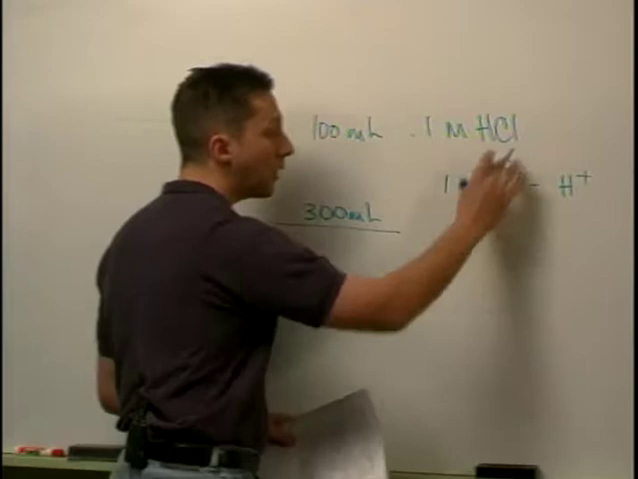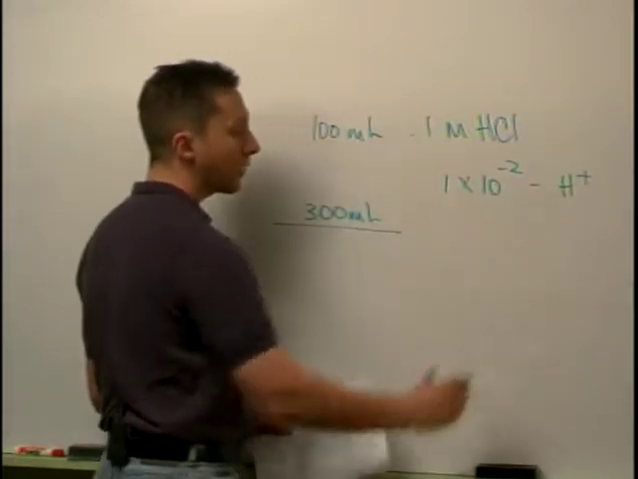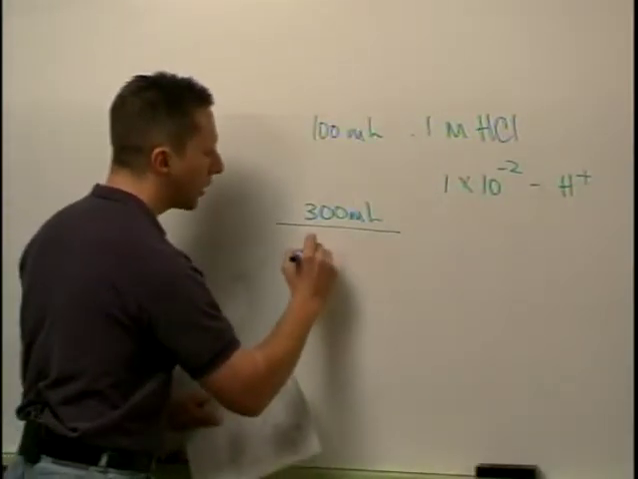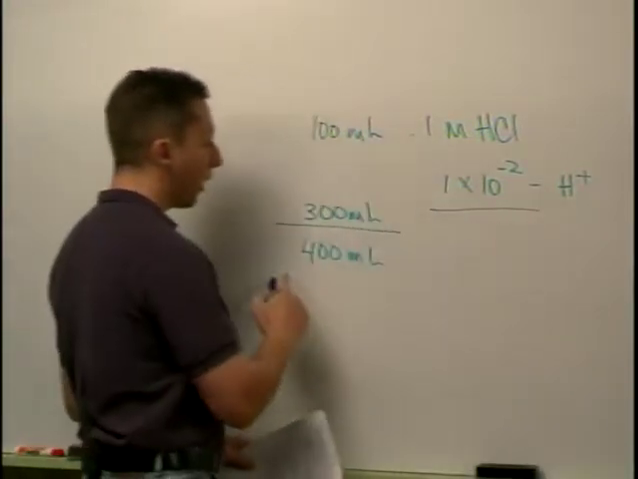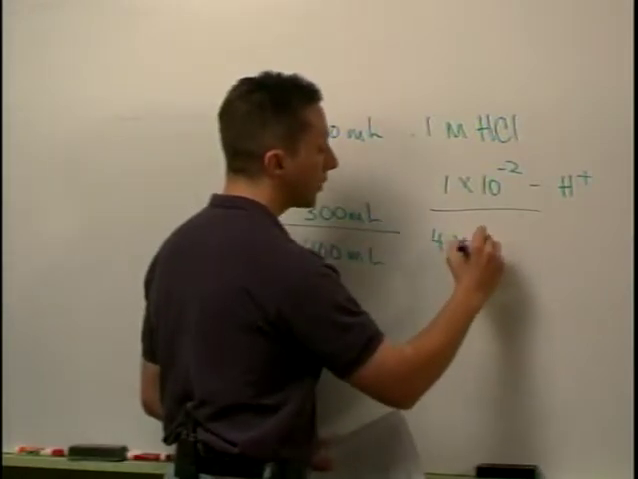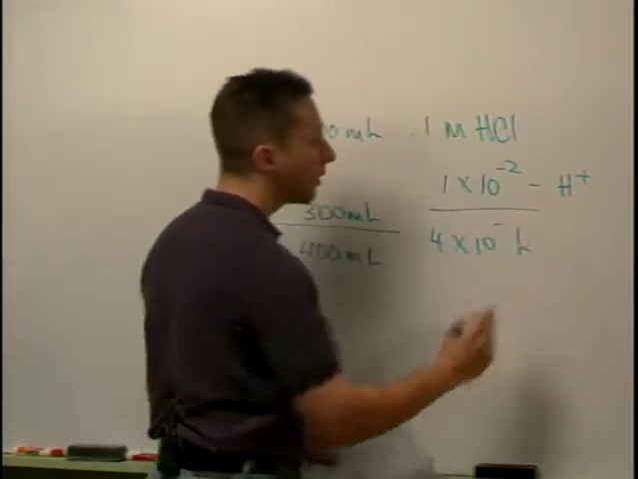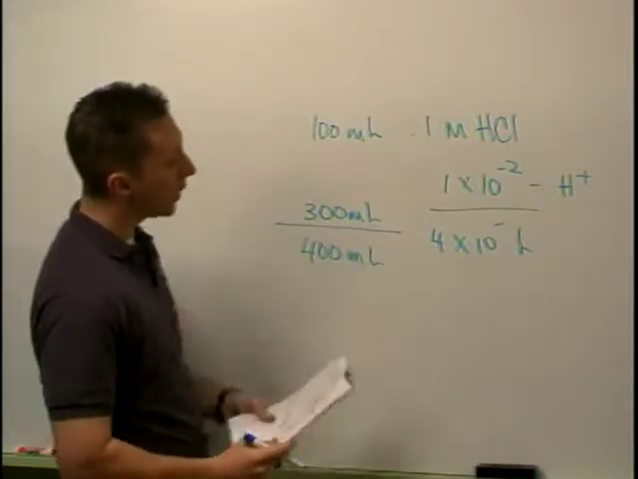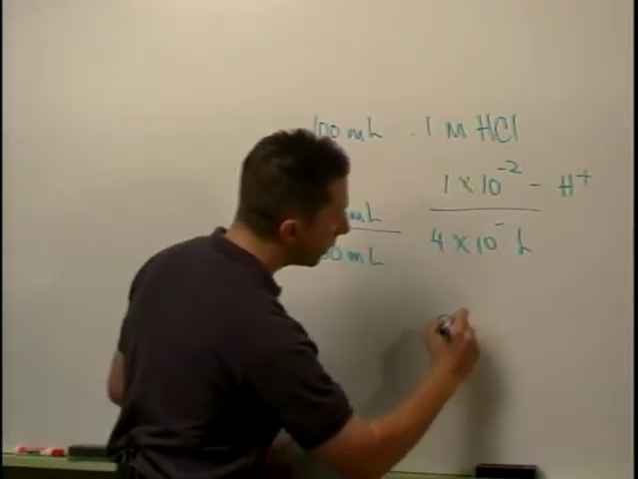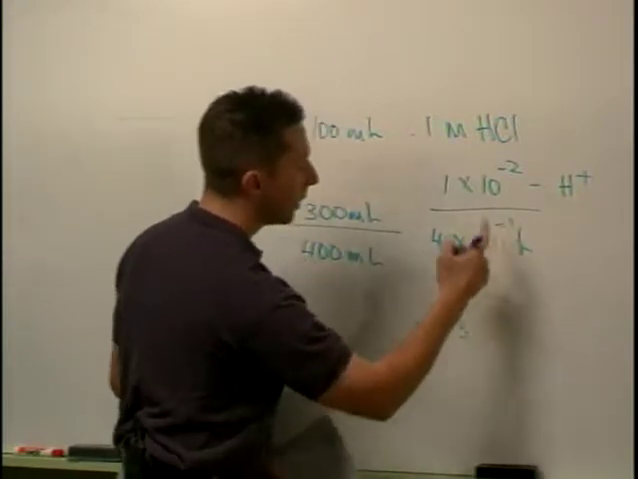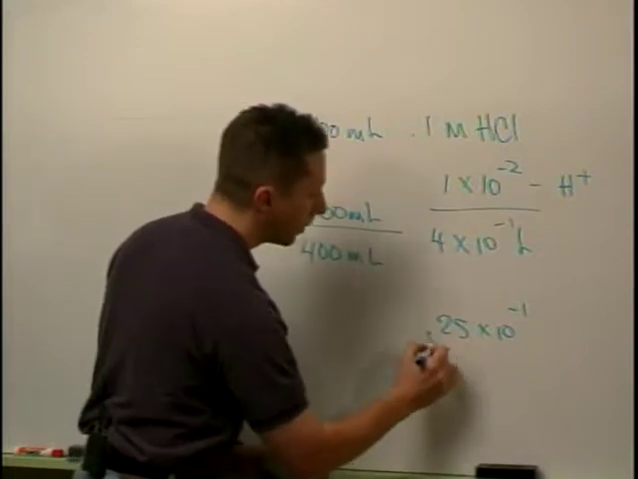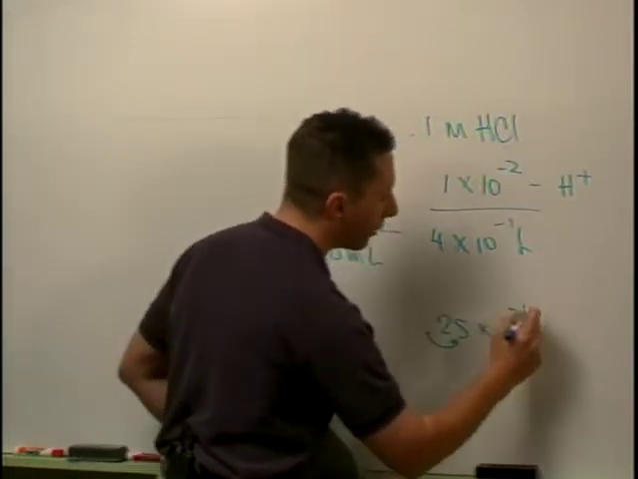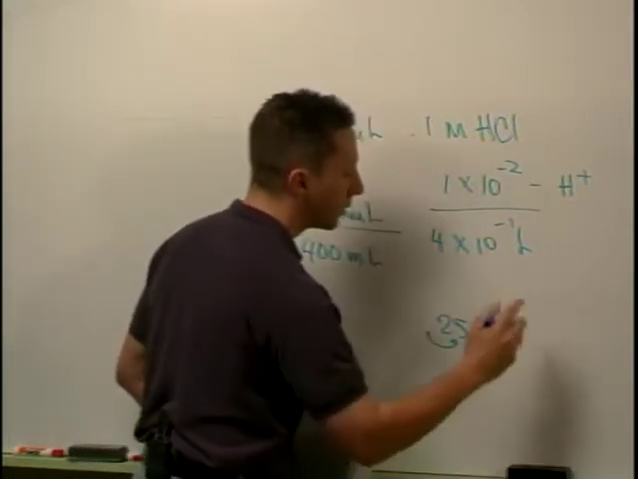So now we've still got our 1 times 10 to the minus 2 moles of H+ ion in solution, but now our total solution is a 400 milliliter solution. So let's just do a little math here. We've got 400 milliliters, which is 4 times 10 to the minus 1 liters. If we do the math here, 1 over 4 is 0.25. 10 to the minus 2 over 10 to the minus 1 is 10 to the minus 1. We can move this over 1. We've got 2.5 times 10 to the minus 2, which is answer choice C.